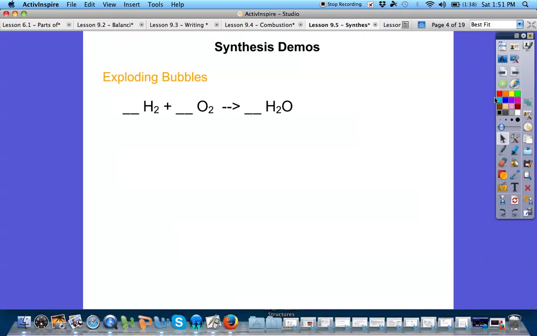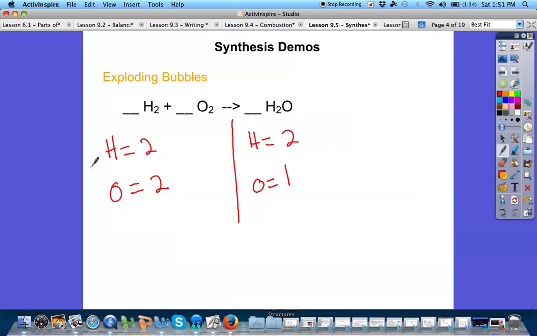So the first reaction that we're going to look at here is we're going to watch a video on this for exploding bubbles. When hydrogen gas reacts with oxygen gas, we're going to form H2O. So we're going to count the number of atoms in our chemical equation. We have 2 hydrogen atoms, 2 oxygen atoms in the reactants, 2 hydrogen atoms in the products, and 1 oxygen.